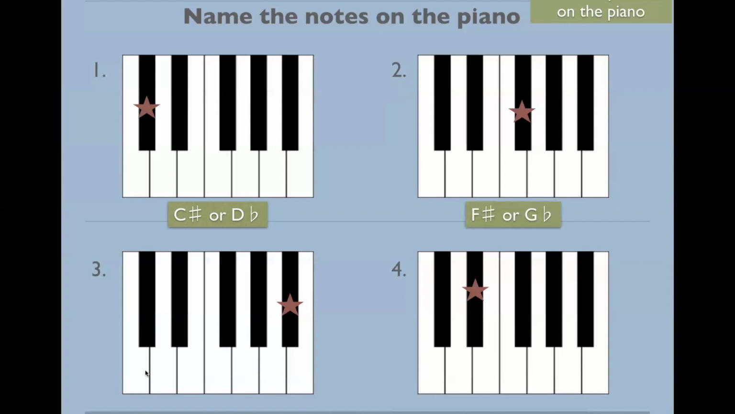Okay, the next one. We've got C, D, E, F, G, A. Right hand side of A, A sharp. We know this is B. Left hand side of B, B flat. There we go. A sharp or B flat. And for the final question, C and D. So right hand side of D, D sharp. We know this is an E. Left hand side of E, we've got E flat. There we go.